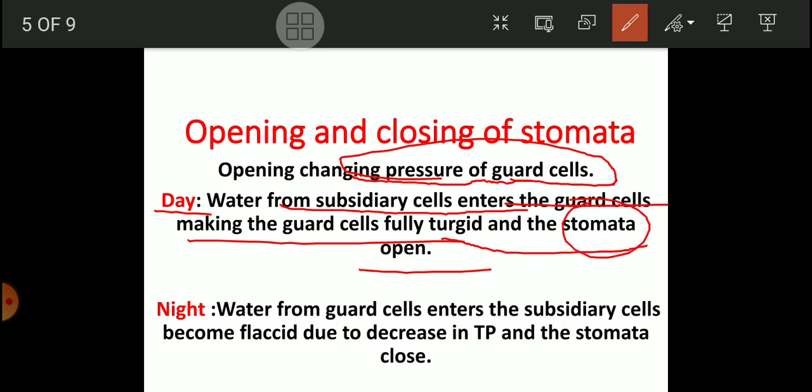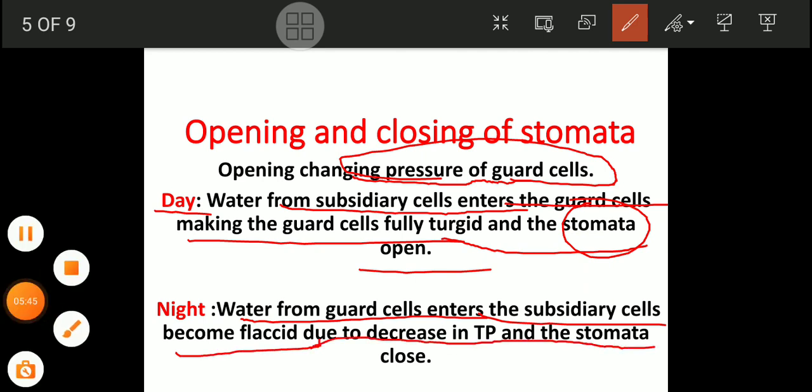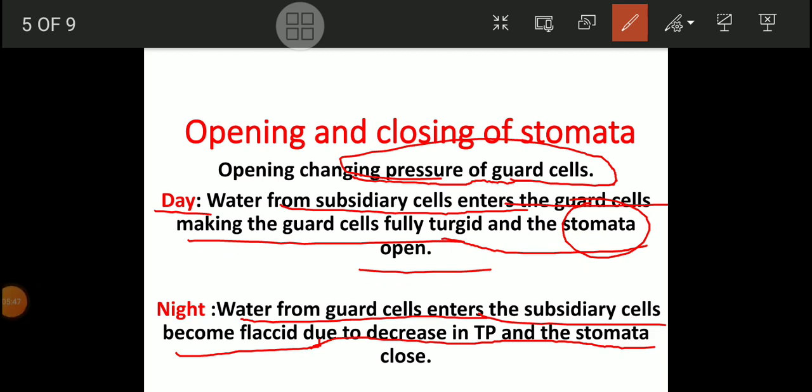At night time what happens is that water from the guard cells enters the subsidiary cells, the guard cells become flaccid, and due to the decrease in the turgor pressure, the stomata get closed, isn't it?